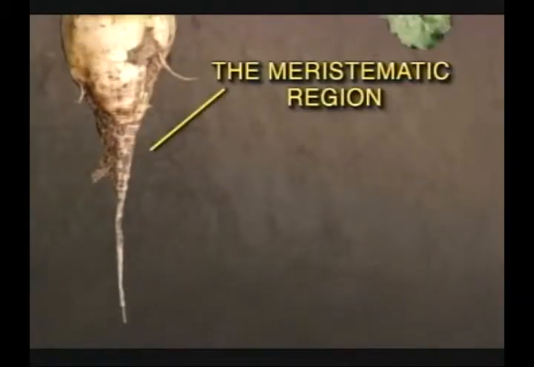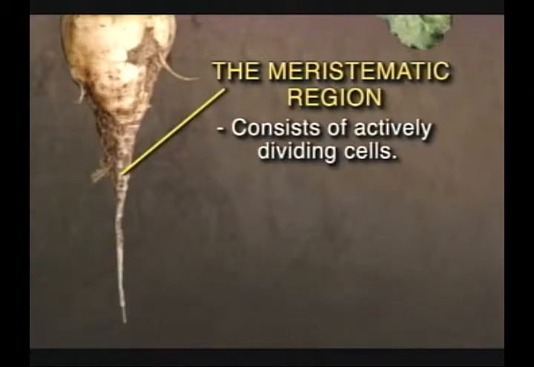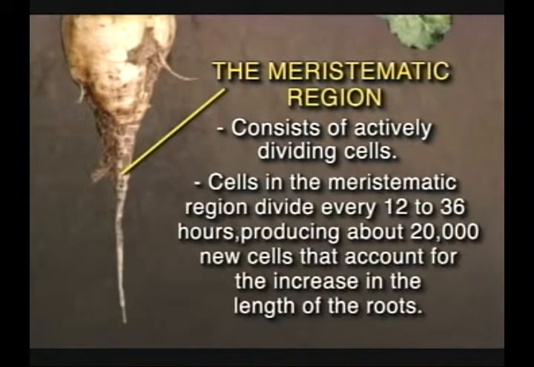At about 0.5 to 1.5 millimeters from the root tip is the meristematic region of the root, which consists of actively dividing cells. On the average, cells in the meristematic region divide every 12 to 36 hours, producing about 20,000 new cells that account for the increase in the length of the roots.